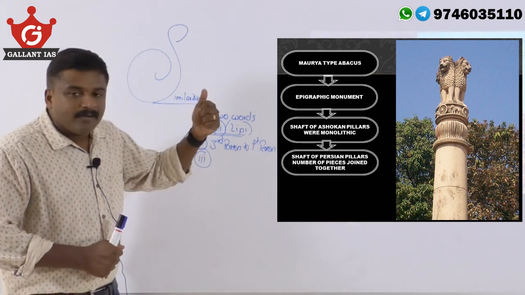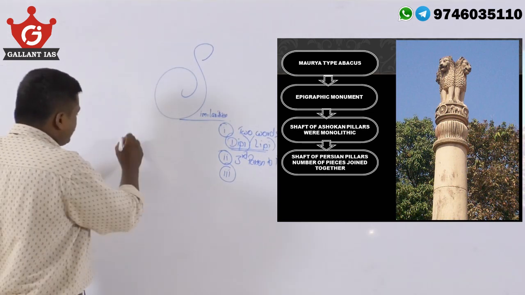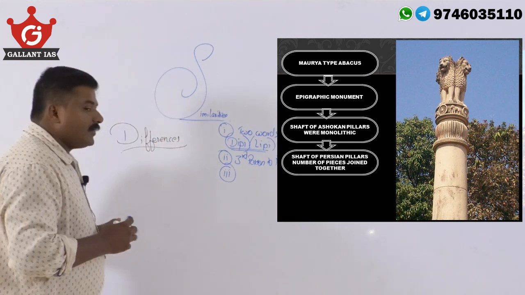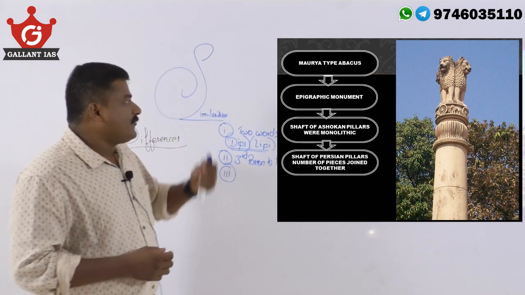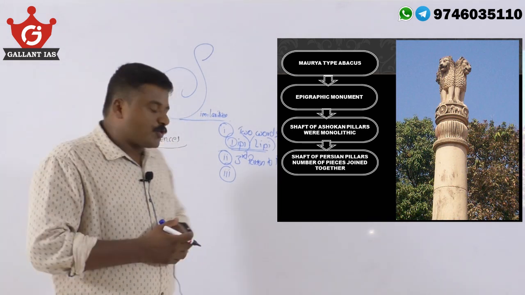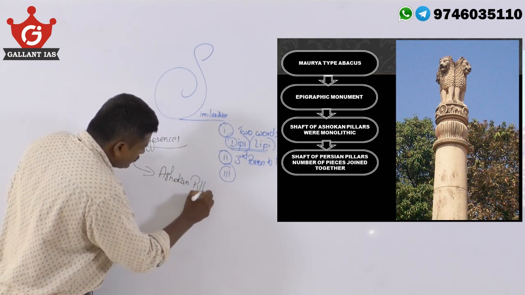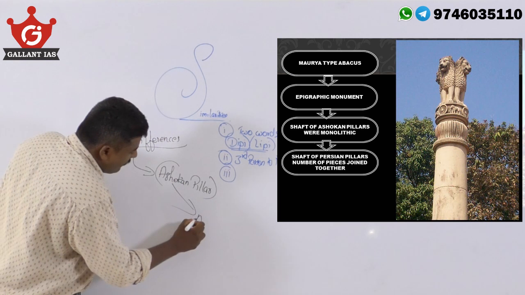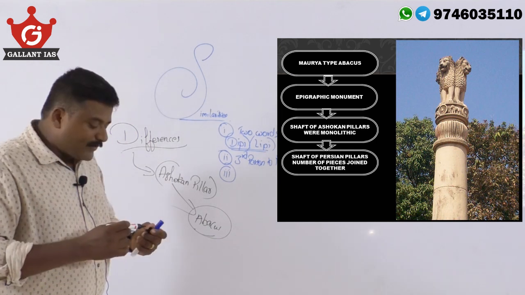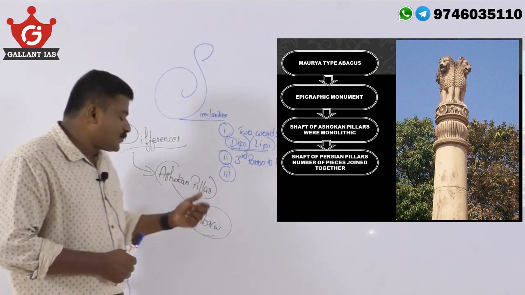Now let's see the dissimilarities, or the differences. When it comes to differences, please notice a few things. One is definitely the Mauryan top abacus. The Mauryan pillar or Ashokan pillar has a circular or cylindrical abacus, which is mostly missing from the Persian pillar art or pillar architecture. Ashokan pillars have an abacus.